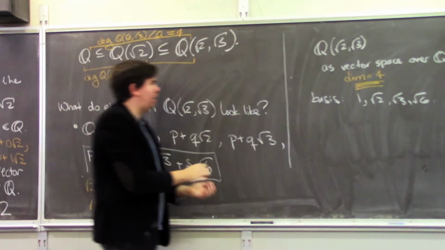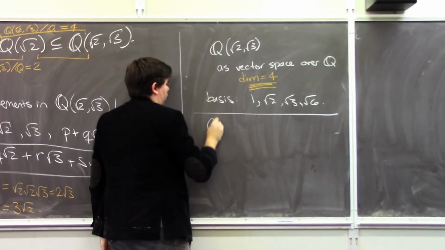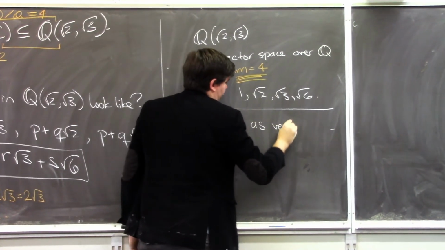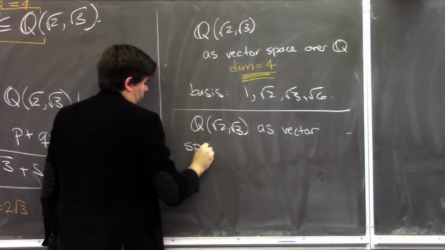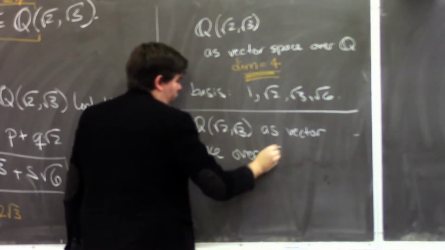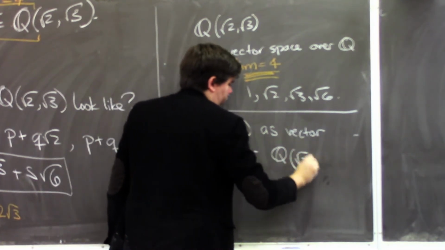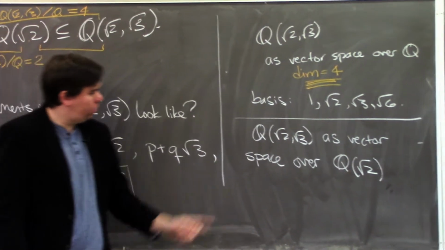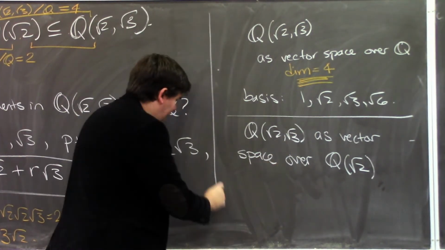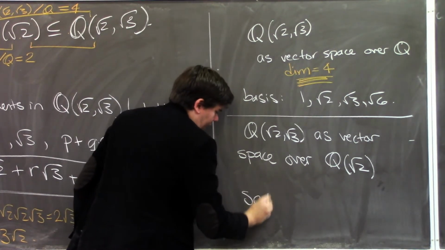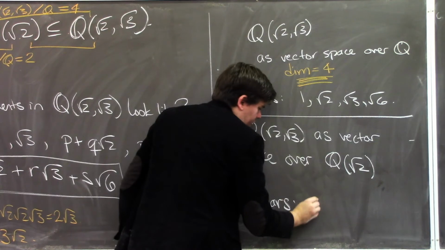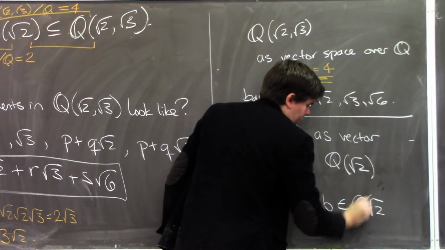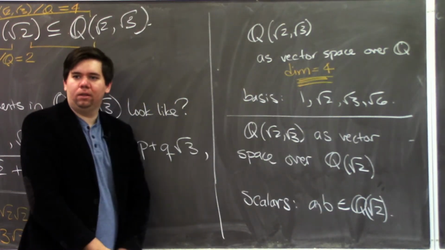Can we instead think about Q extended by root 2 and root 3 as a vector space over not Q, but over Q extended by root 2? So what do I mean by this? What I mean is that my scalars, things like A and B, whatever they are, will belong to Q extended by root 2 instead of just being rationals.